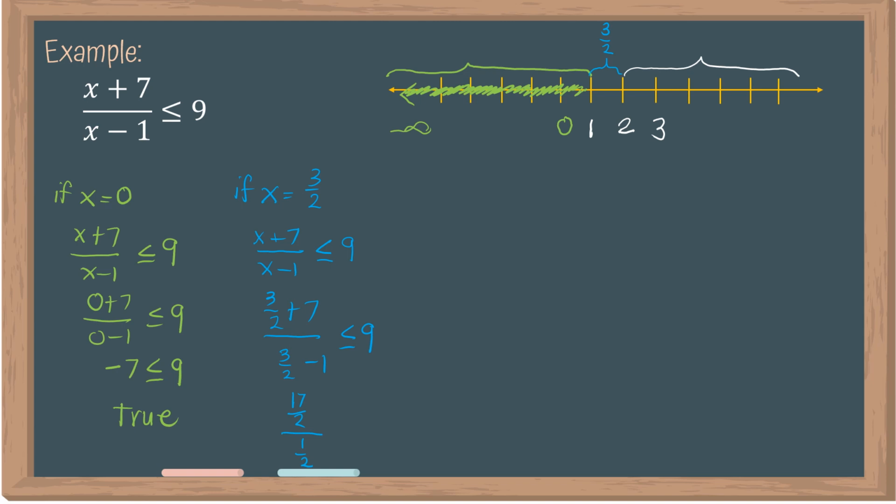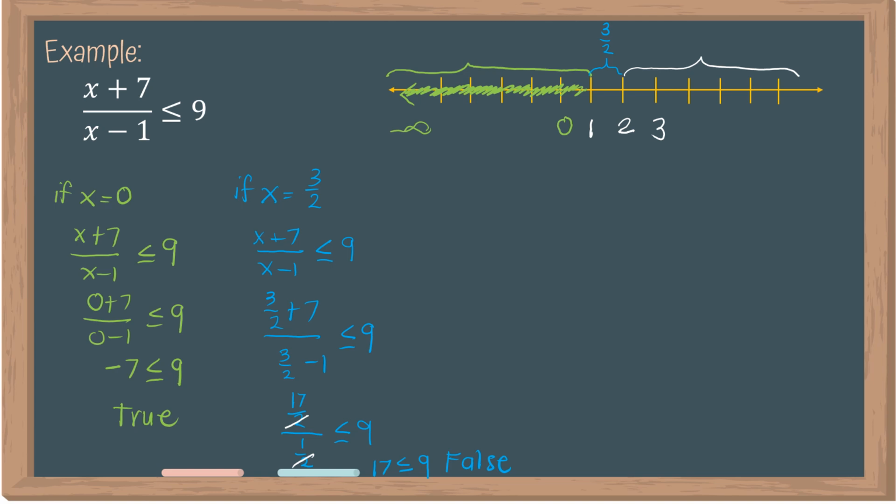Okay, so, as you can see here, we have two fractions: 17/2 over 1/2. Actually, we can cancel out the denominators, giving us 17 ≤ 9. So, is 17 less than or equal to 9? Is this statement true or false? In this case, this statement is false. Therefore, we cannot consider that interval as our solution set.